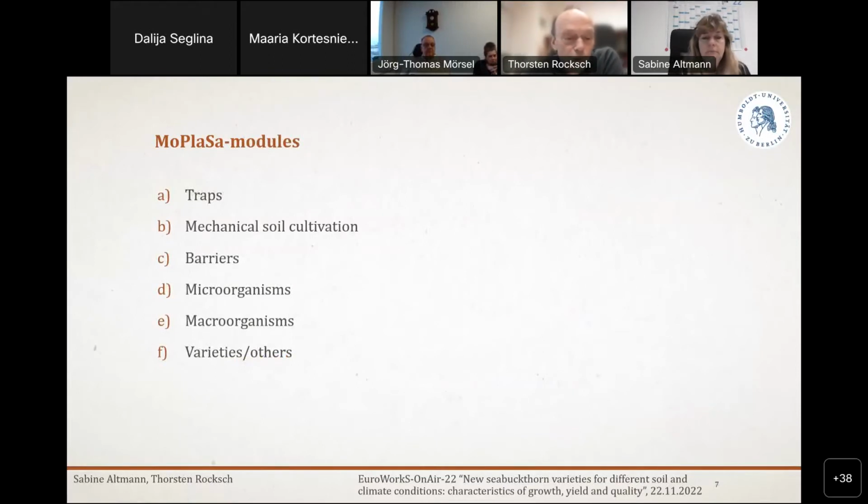Now to the modules. Various control modules are being developed within the MoPlaza project, and the investigation into the influence of the varieties is only a small part of the project. So I would like to briefly go into the other sub-projects, but before that I would like to briefly discuss the biology of the sea buckthorn fruit fly, which was also a subject in this project.